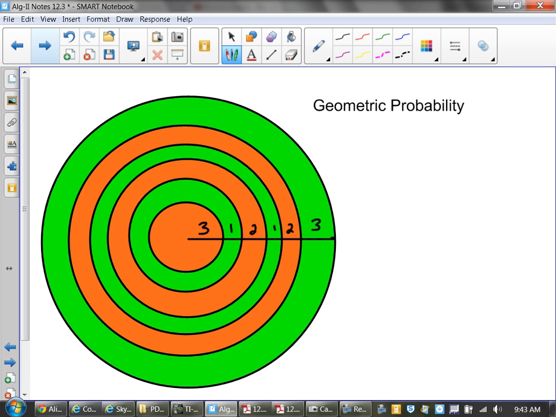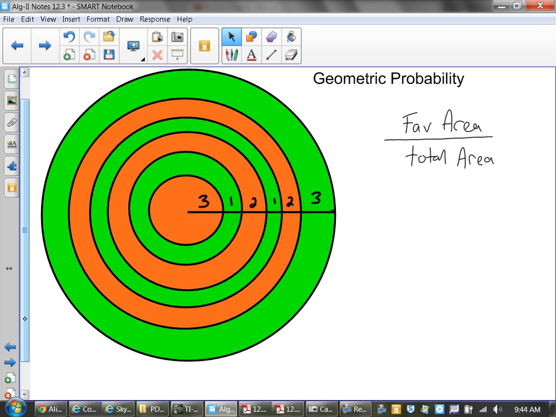Well, that leads us to geometric probability. Don't you remember what geometric probability was? We went over it for like a day and never brought it up again. Geometric probability is the favorable area over the total area. It is not stupid. Geometric probability is quite fun.